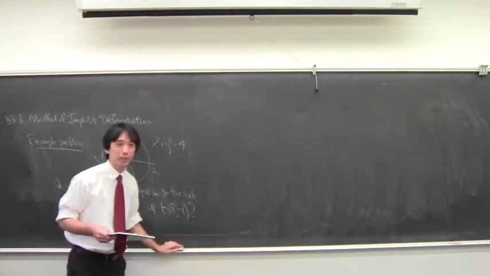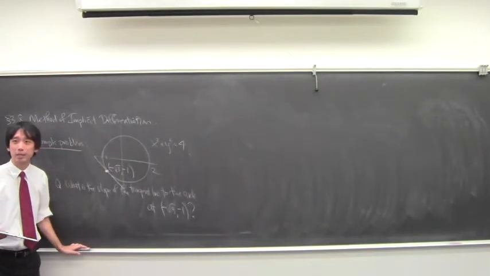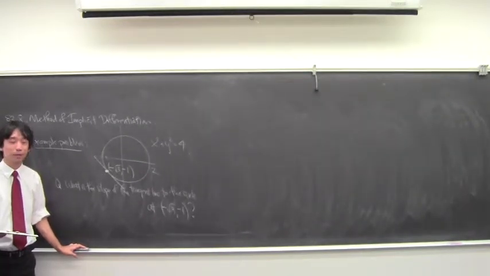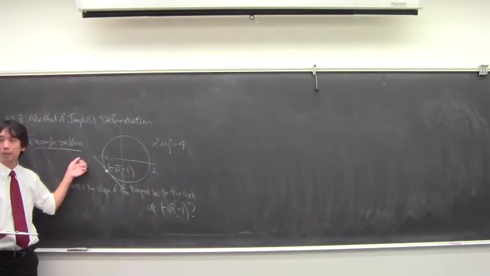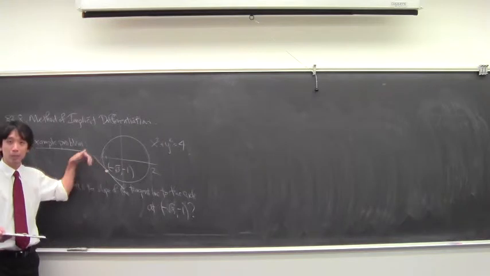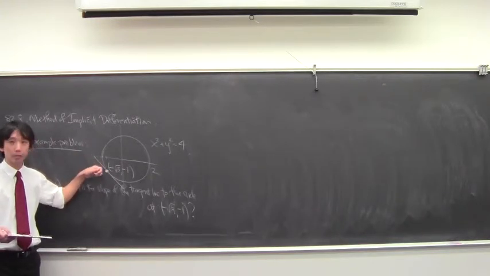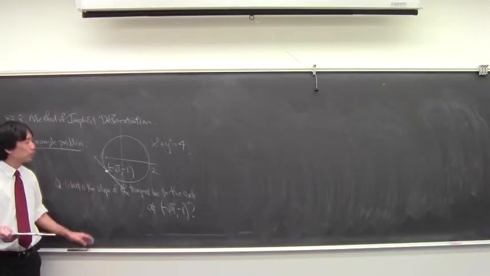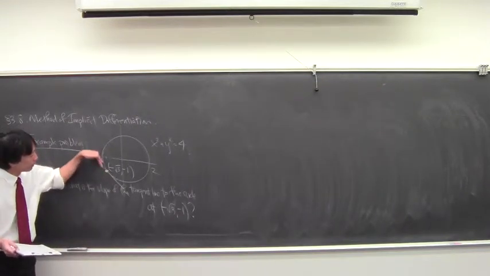How do you find the slope of the tangent line? Anybody? By taking the derivative, right? The derivative of what? Of some function, right? So what's the function? Take 10 seconds and write down the function that you have to take the derivative of. What's the function for this part here?